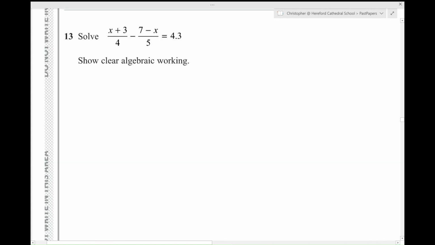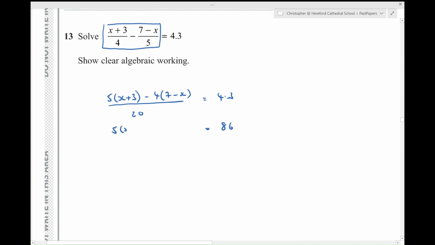Question 13. Right, I've got an equation with fractions here. The first thing I'm going to do is subtract these two fractions. I'm going to put them under a common denominator of 20. So the first fraction I'm going to need to multiply top and bottom by 5. And the second fraction I'm going to need to multiply top and bottom by 4. And that's going to equal 4.3.